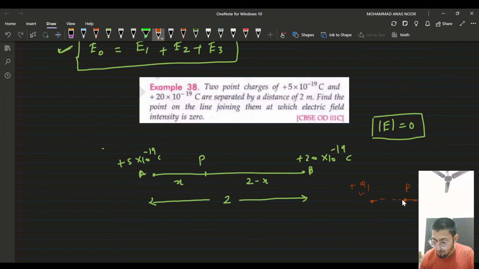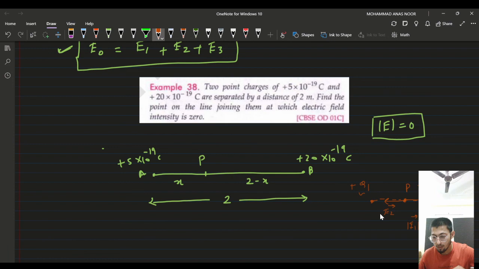Do you agree? Can there be some point at which E1 equals E2 in magnitude? Because if E1 is equal to E2, then the net electric field at this point would be 0, isn't it? If the magnitude of E1 is equal to the magnitude of E2, then the net electric field would be 0 at this point. They would cancel each other, correct? So now let us find the electric field due to each one of these charges.